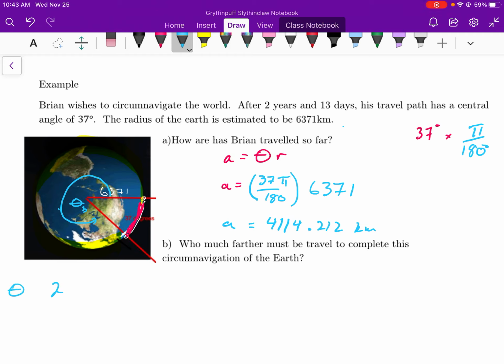Well, theta b is a full revolution, which is 2 pi, except for what we had previously, 37 pi over 180. And by the way, that number is just sitting in my calculator. So A, the arc length, is going to be my theta. My theta is 2 pi minus 37 pi divided by 180 times the radius of my Earth.